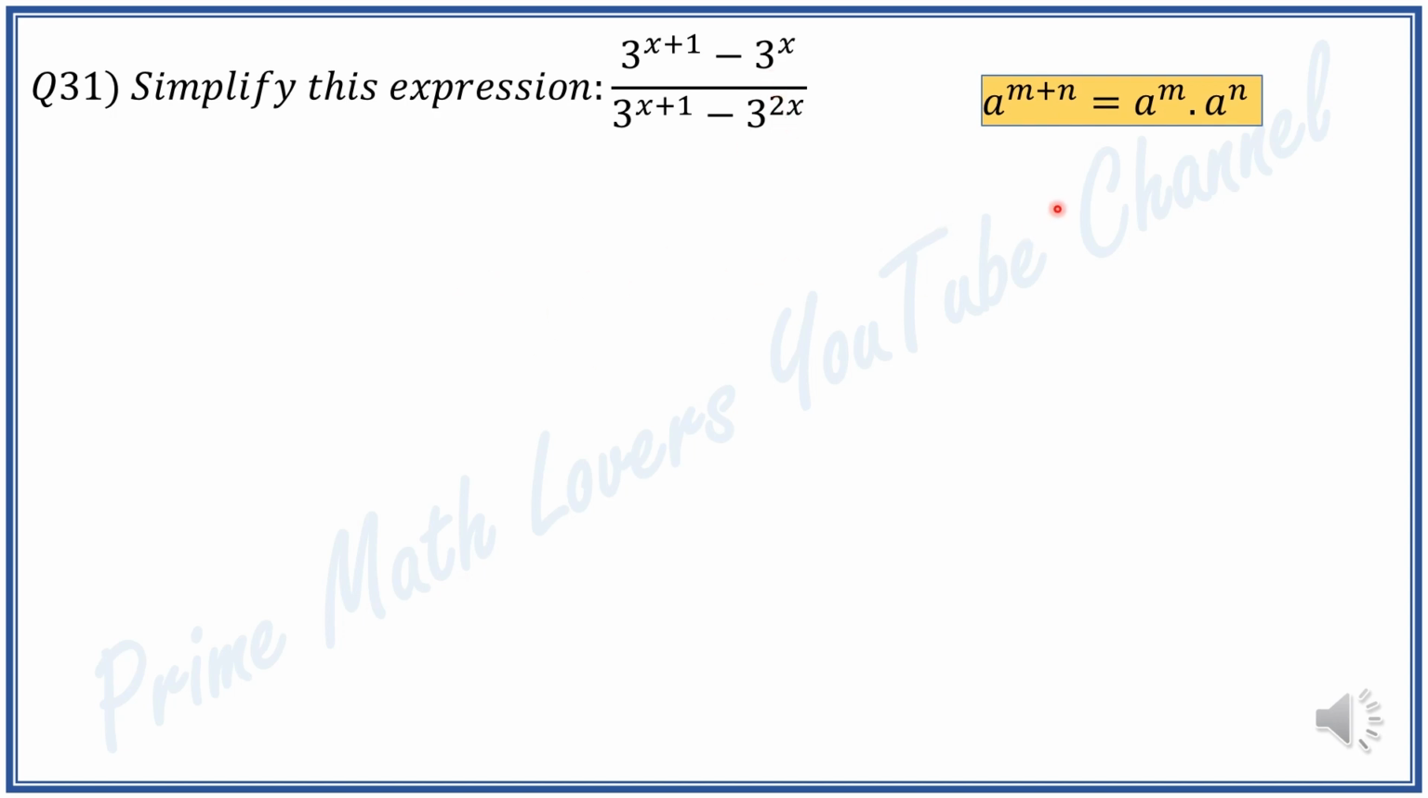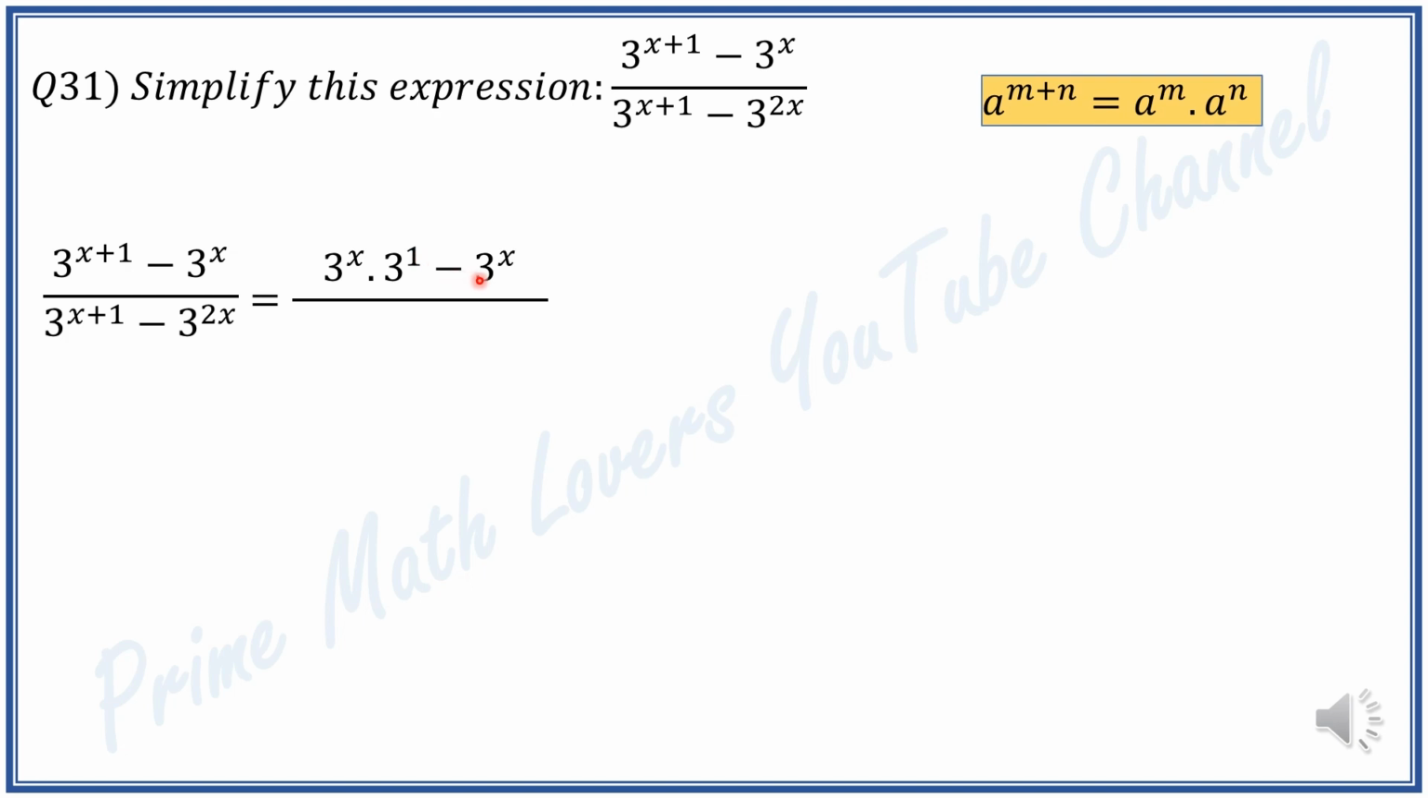So with applying this rule, I rewrite the expression. 3 to the power of x times 3 to the power of 1 minus 3 to the power of x, over 3 to the power of x times 3 to the power of 1 minus 3 to the power of x times 3 to the power of x. Then in numerator, I factor out 3 to the power of x, and in denominator also I factor out 3 to the power of x.